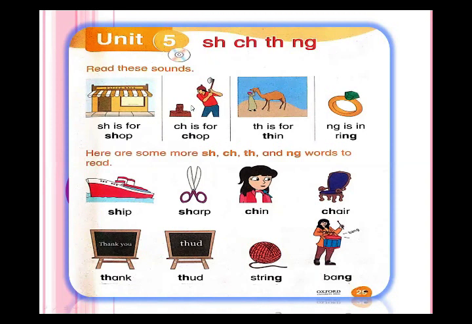In the next picture, here is a man. The man has an axe, and he is doing something with it. Let's read CH. When we blend C and H, these two letters give a new sound, which is cha. So cha is for chop. The man is chopping the wood, cutting it into small pieces. Cha is for chop.